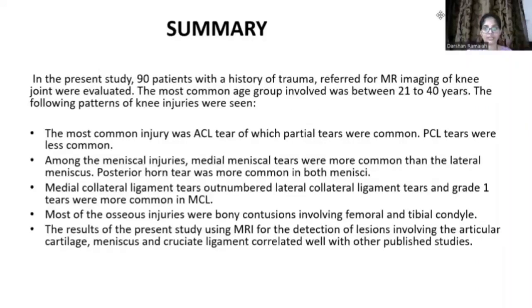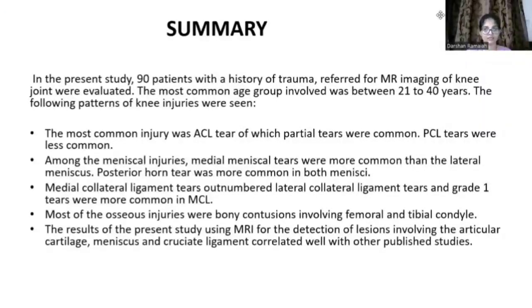The summary of our study: about 90 patients who had a history of trauma were referred to the Department of Radiodiagnosis at Mysore Medical College and Research Institute. The most common age group was 21 to 40 years. The following pattern of knee injuries was recorded. The most common injury we found in our study was the ACL tear, of which the partial tear was most common. The PCL tear was uncommon.